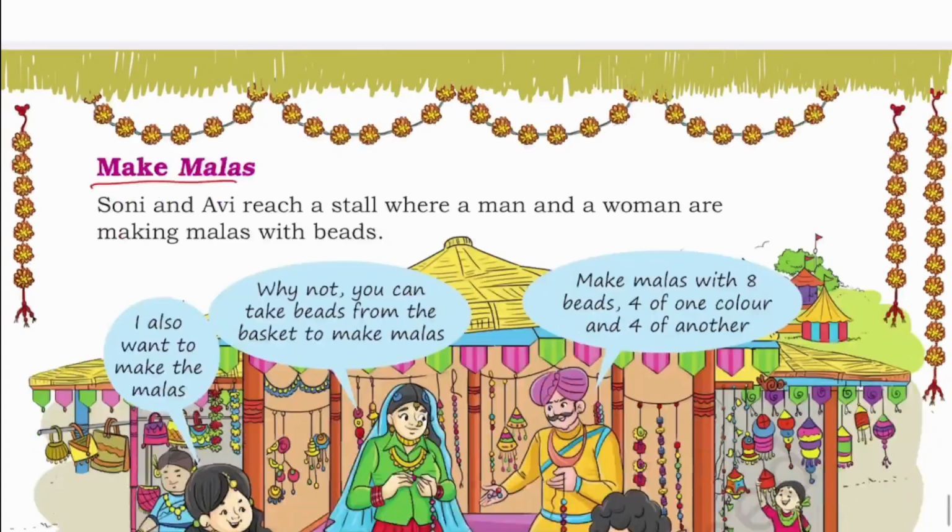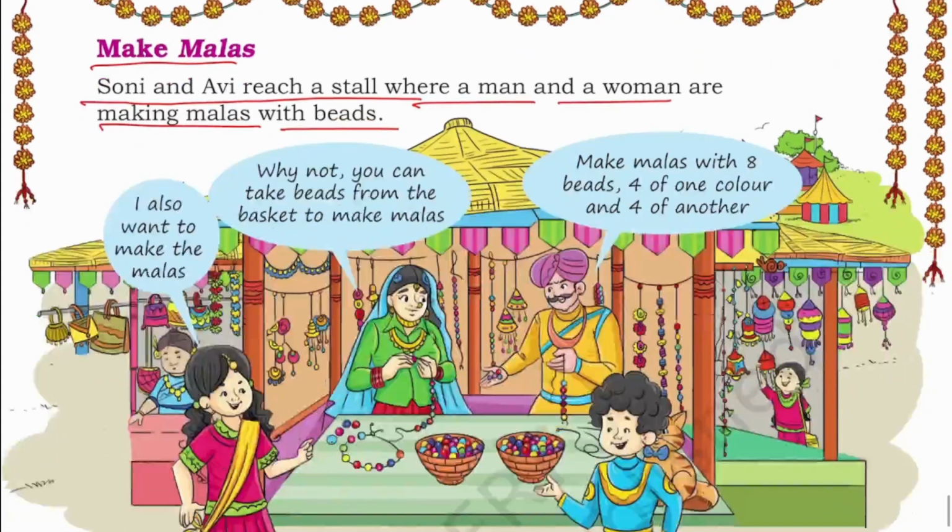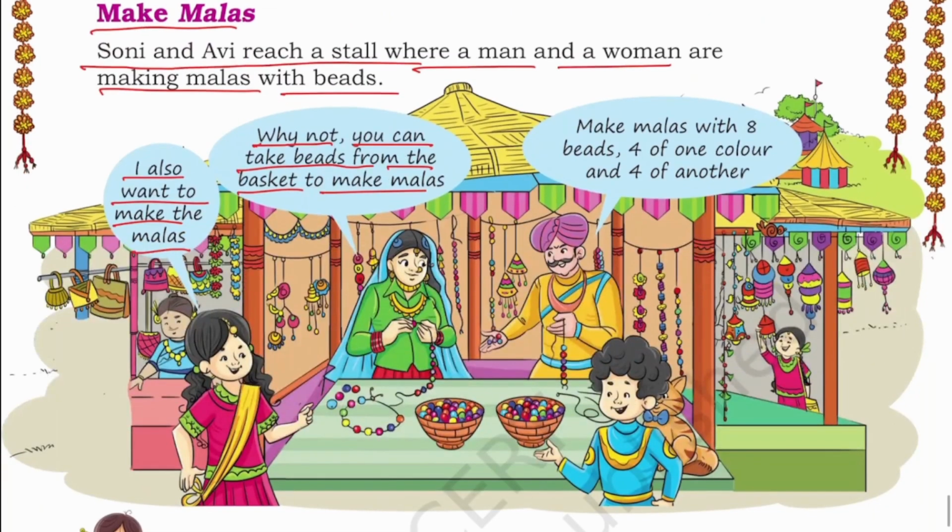Make malas. Soni and Avi reach a stall where a man and woman are making malas with beads. Soni says, I also want to make the malas. The woman says, why not? You can take beads from the basket and make malas. The man says, make malas with 8 beads, 4 of one color and 4 of another.